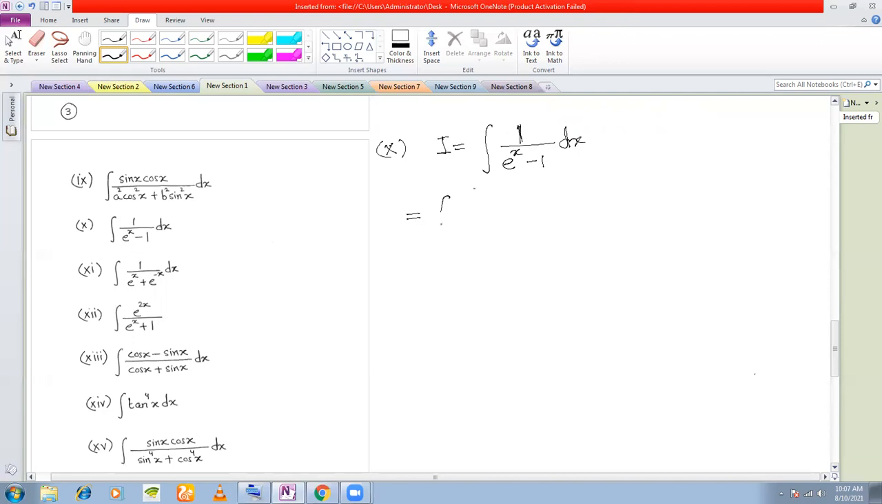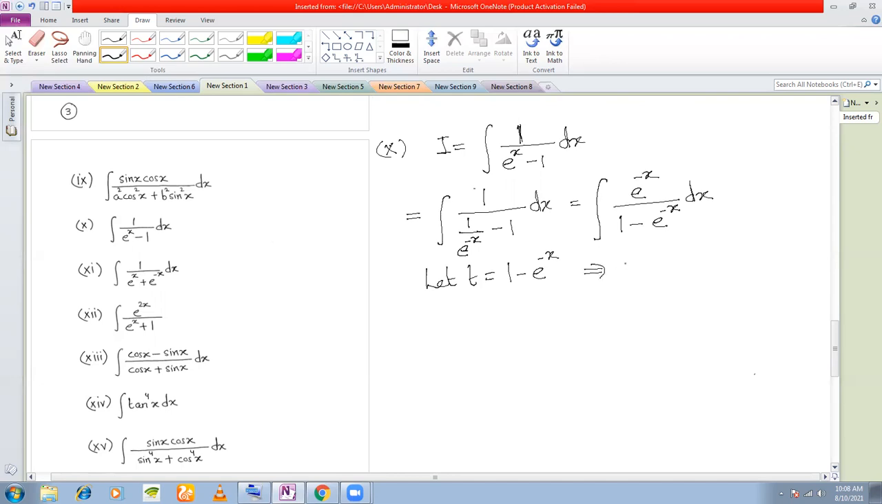How do you get e to the power of x? What you do is you write e to the power of x as 1 by e to the power of minus x minus 1 dx. Now you take the LCM, you'll get e to the power of minus x by 1 minus e to the power of minus x dx. Now we already got e to the power of minus x in the numerator. Now we can substitute, let t is equal to 1 minus e to the power of minus x.